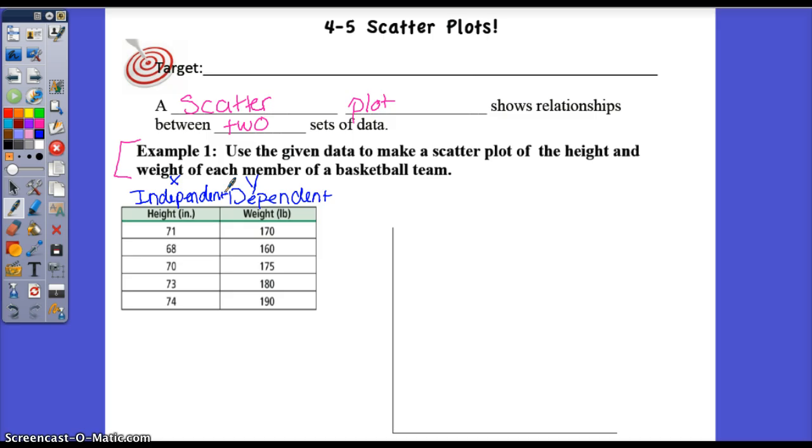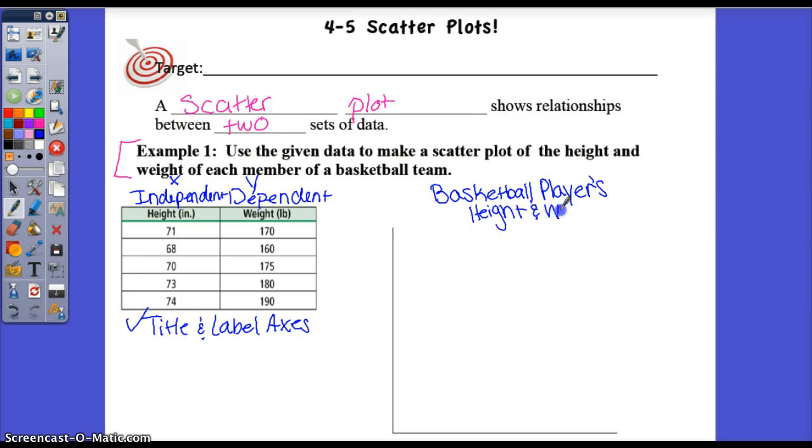So the first thing you want to do is give a title and label your axes. You will not get full credit if these are not there. I would maybe say a good title of this would be basketball players height and weight. So we have a title.